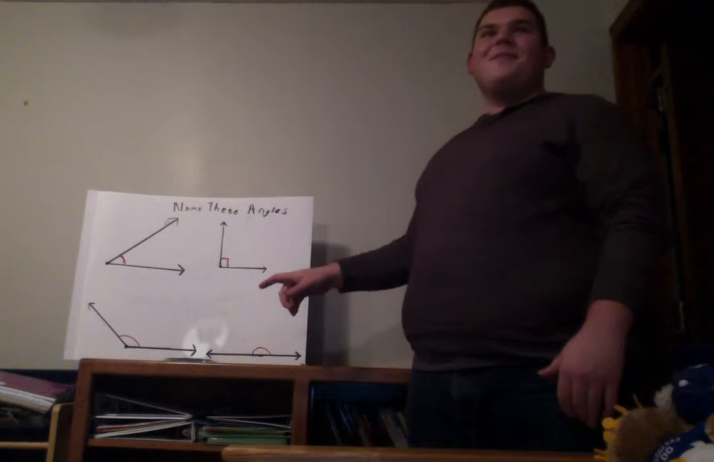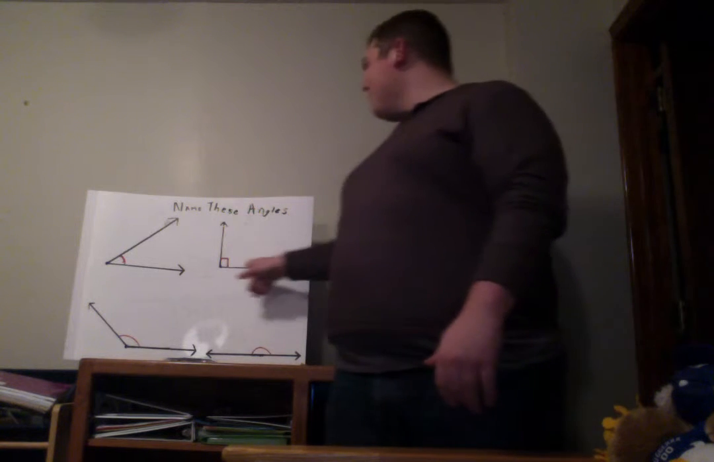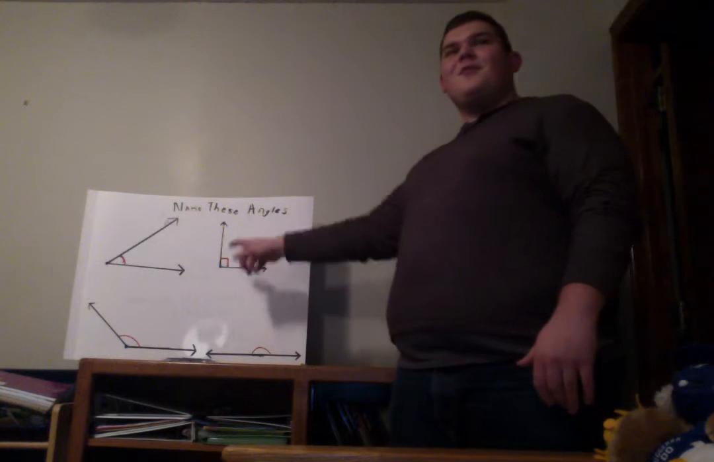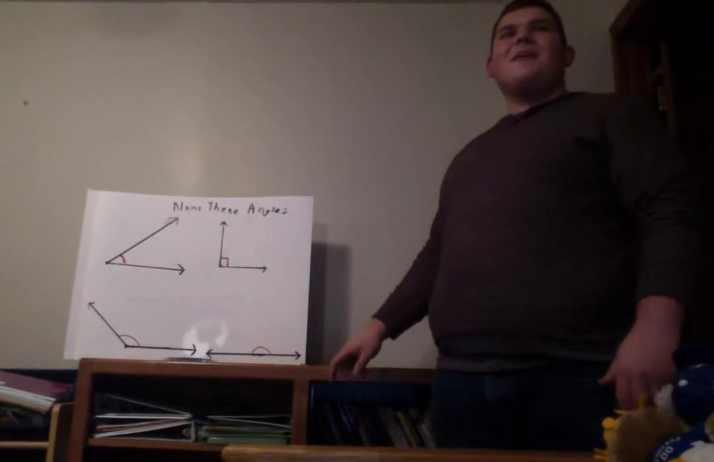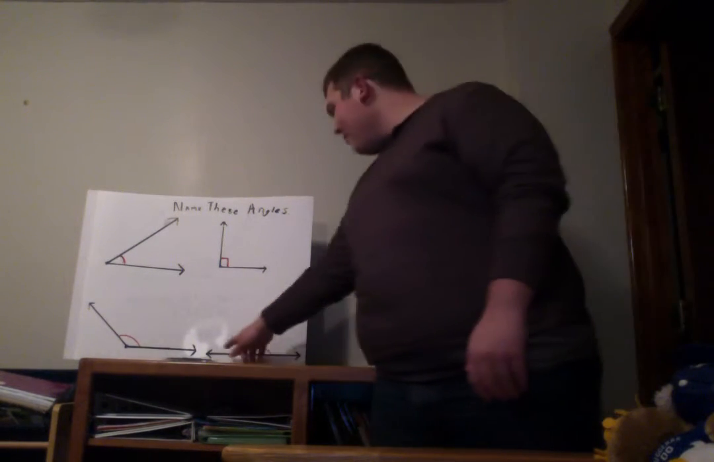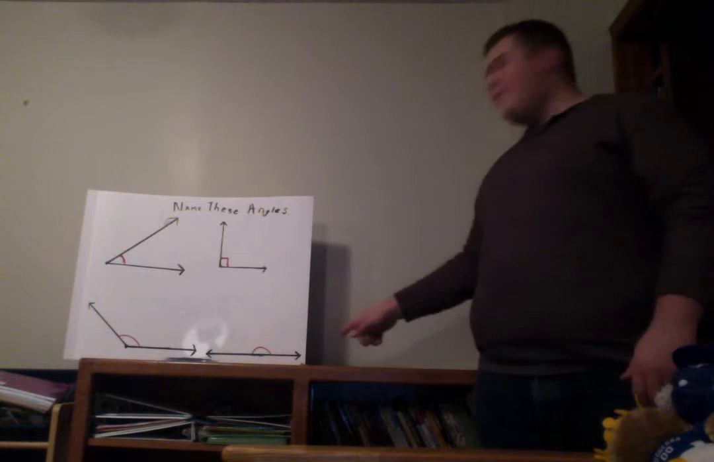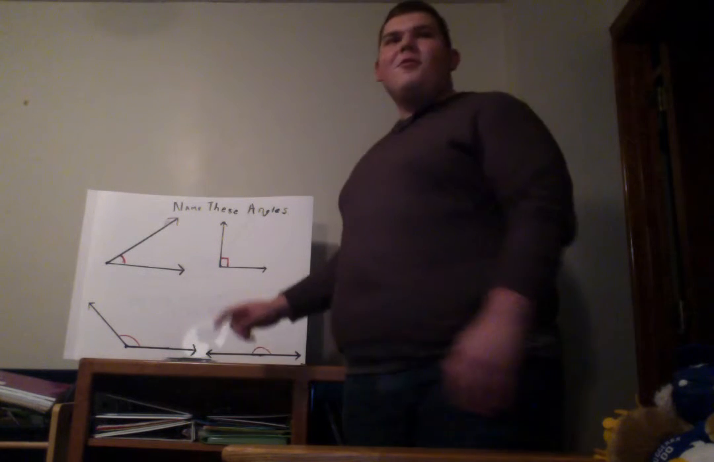So any angle less than 90 degrees is an acute angle. Anything that's 90 degrees, which will be notated by a square, is a right angle. Anything greater than 90 degrees is an obtuse angle. And any angle that's 180 degrees is a straight line and will be noted as well.